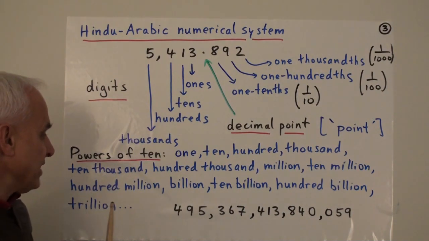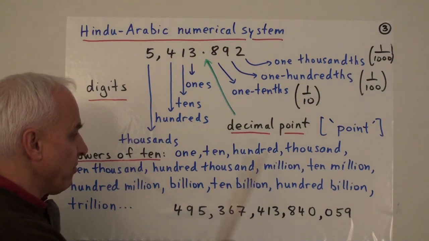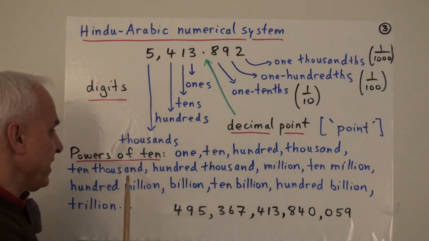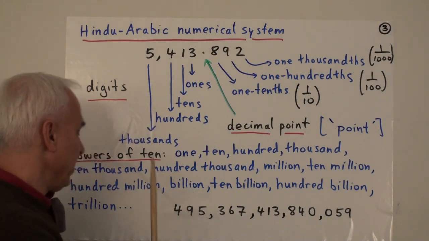Now it's important to realize that we're going up by 1,000 when we go from 1,000 to a million, and we're going up by a factor of 1,000 to go from a million to a billion, and also a factor of 1,000 to go from a billion to a trillion.